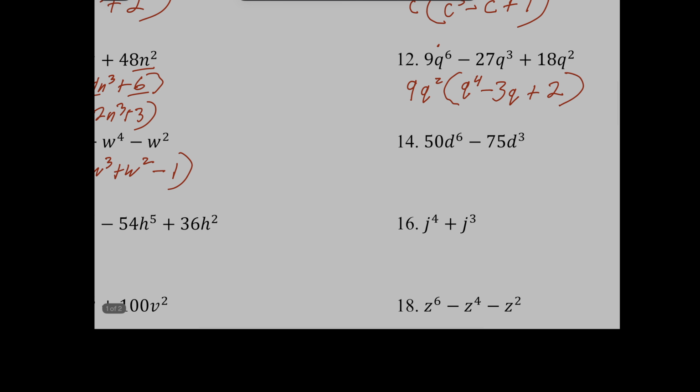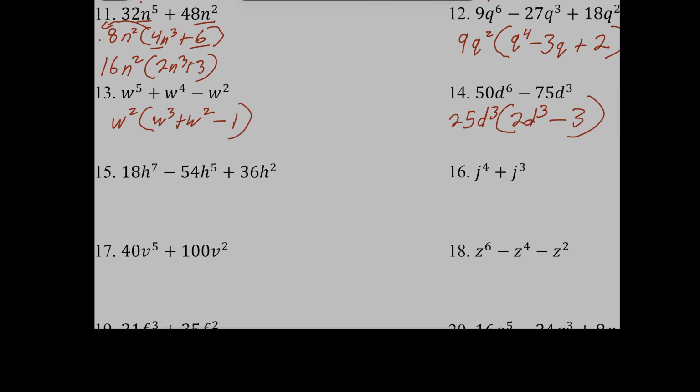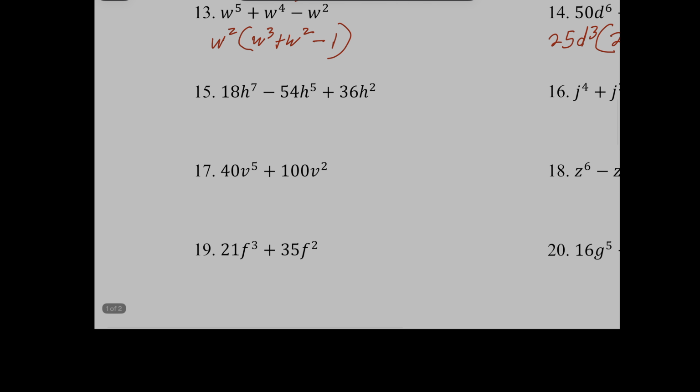Number 14, 50 and 75. Those are like quarters. Okay, so I'm going to pull out a 25, a D6, a D3. What's the most? I can pull out a D3. What's left over in the first? 2D cubed. What's left over in the second one? Just a plain old everyday 3. Okay? Let's go on to number 15. I have an 18, a 54, and a 36.